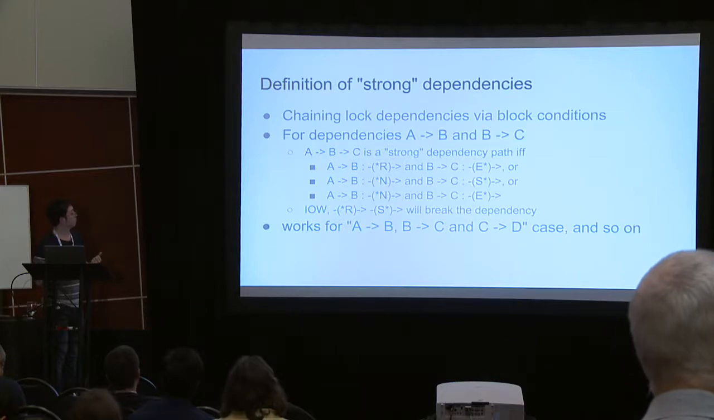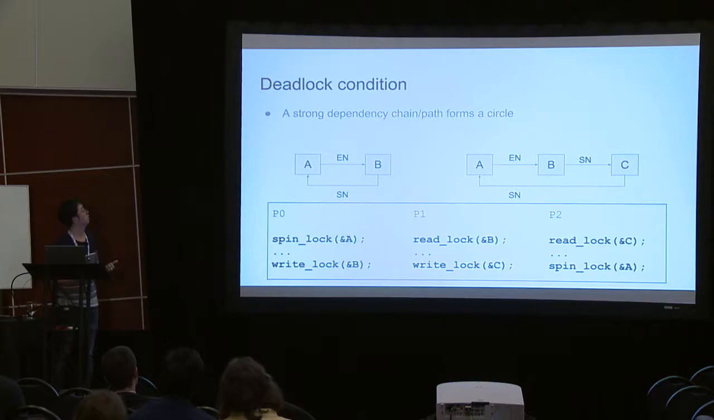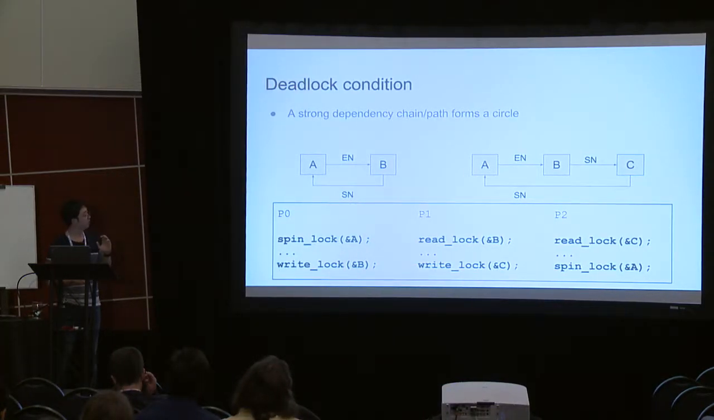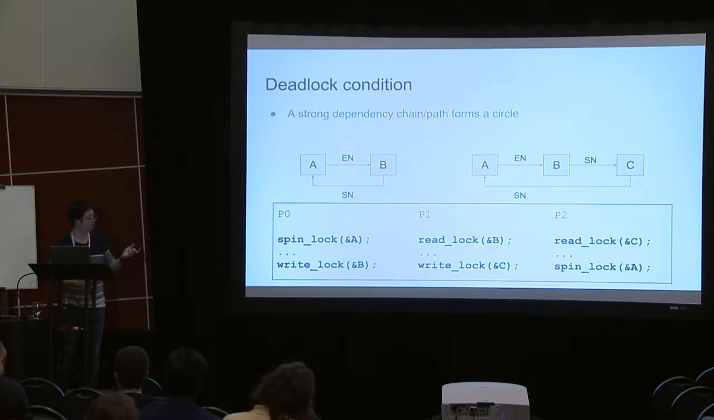So with this strong dependency, we can have the condition for deadlocks: if the strong dependencies form a circle, that means we have a deadlock. There is an example on the right, which corresponds to the following code snippet, which tells us that if we have a dependency graph like the one on the right-hand side, we have a deadlock.